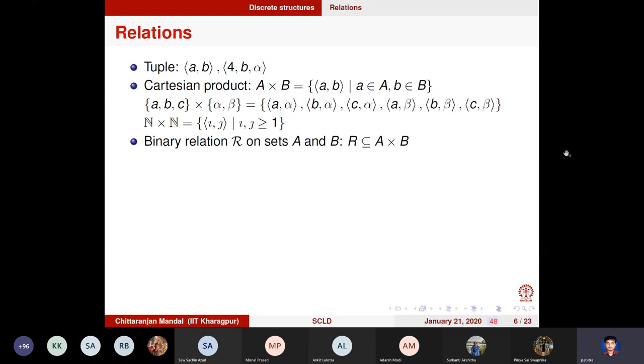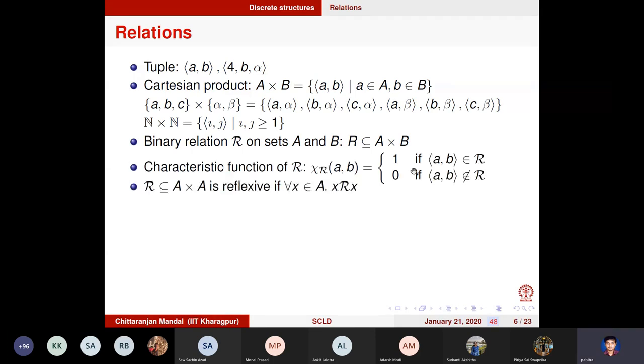Which subset? Punjab, Chandigarh, Haryana, Chandigarh, and Tamil Nadu, Chennai. These three element subset of the product set forms the capital relation. And what would be the indicator function? The indicator function, or characteristic function, would be 1 for these three tuples and 0 for the other tuples.